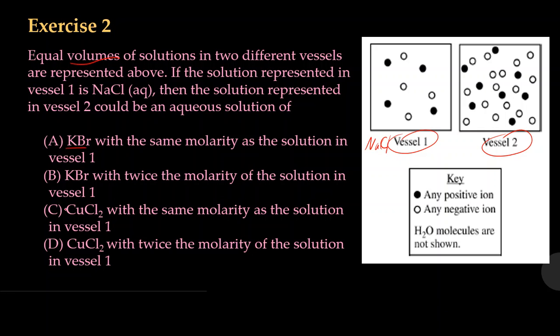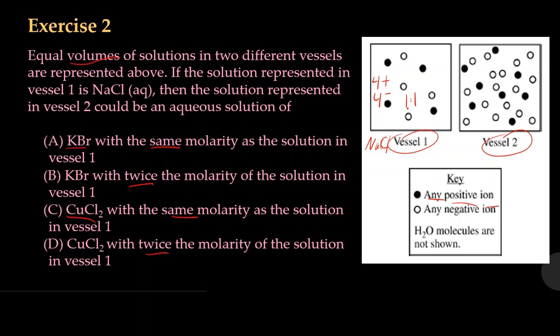KBr, CuCl2. These are going to be the same molarity versus twice the molarity, same molarity versus twice the molarity. So that gives us an idea of what we're looking for. And yes, I agree with you, we should count. It tells us the positive ions are all these dark circles. So this would be 4 positives and 4 negatives, which is a ratio of 1 to 1.